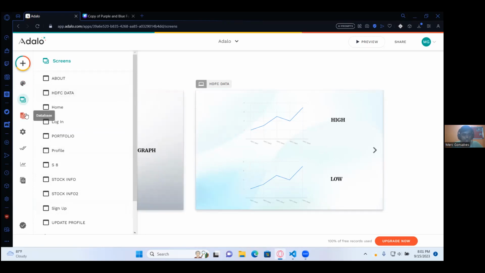And then these are the screens which the user will interact with, or see. Basically, these are the screens that you want the user to see.